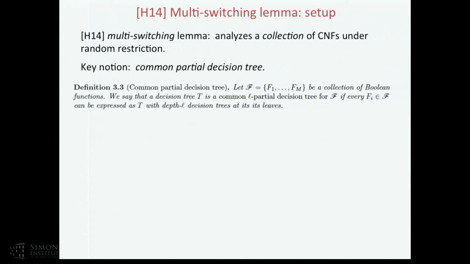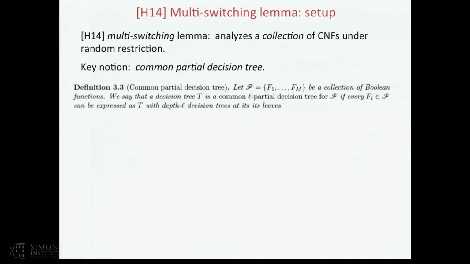Just the last couple of years, there's been this really cool work on developing these so-called multi-switching lemmas. These are variants, generalizations of switching lemmas, which can analyze many CNFs at once. You look at a random restriction, and you say something good happens to a whole collection of CNFs.